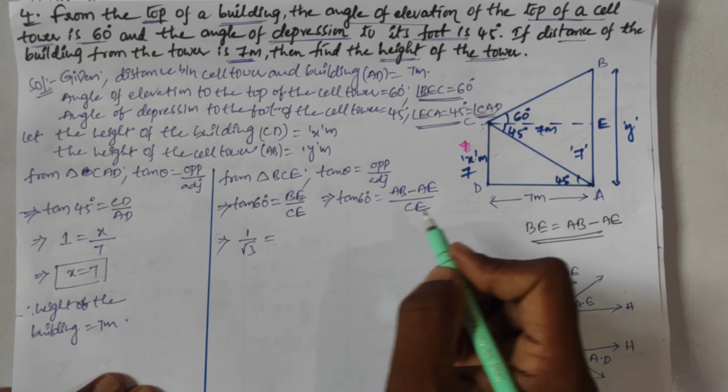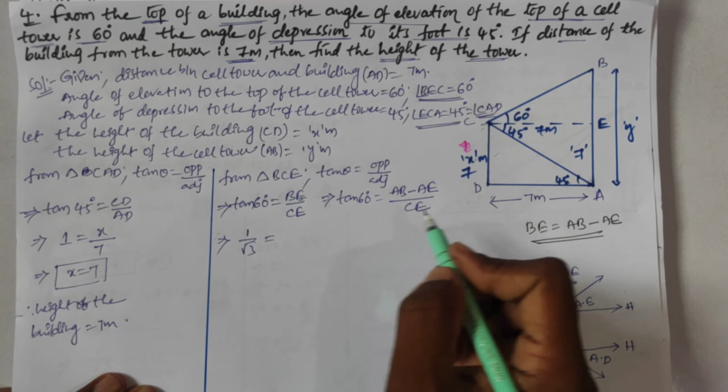Now doing cross multiplication here, 7 ones are 7, right? Sorry, tan 60 value is what? Root 3, right? Tan 60 value is root 3. Now 7 into root 3 becomes 7 root 3 is equal to Y minus 7. We have to find the value of Y here. Y is equal to 7 root 3, transposing the minus becomes plus 7. This implies Y is equal to, take 7 as the common, then 7 into root 3 plus 1.